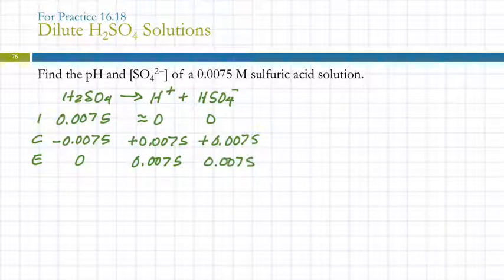Now, did we have to do that? No, we didn't have to do that, but you can. It doesn't hurt anything. It might help you think about it. So after the first step, which is strong, now we have concentrations for the hydrogen ion and the hydrogen sulfate ion. And then we're going to look at the ionization of the hydrogen sulfate ion. This is a weak acid, and so we've got H plus and sulfate ion.